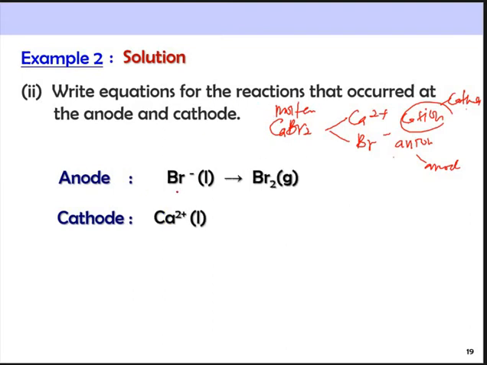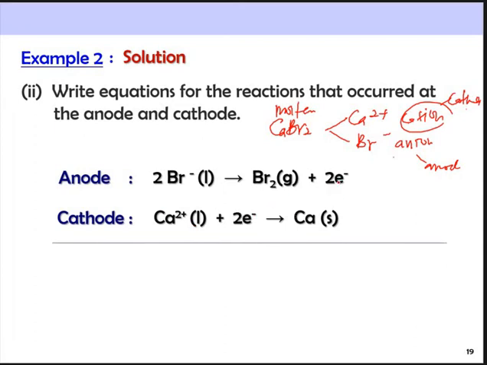So pada anode kita tahu dia adalah proses oxidation. So terus buat arrow. Dia akan menghasilkan bromine gas, and then dia akan release 2 electron. And then pada cathode dia akan terima elektron dan menghasilkan Ca solid. So dia terima banyak mana, kita tengok charge dia Ca2+, so dia akan terima 2 elektron. So bila ada 2 elektron yang sama, dia dah balance. So kita tak payah darab apa-apa pada half equation, terus tulis overall equation.